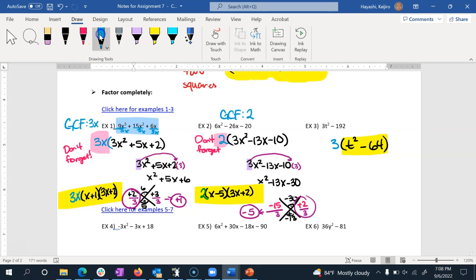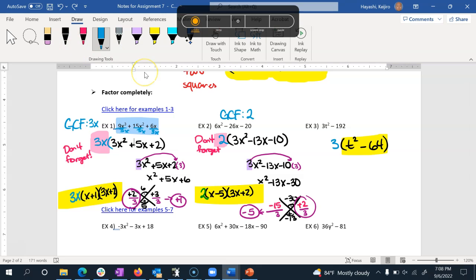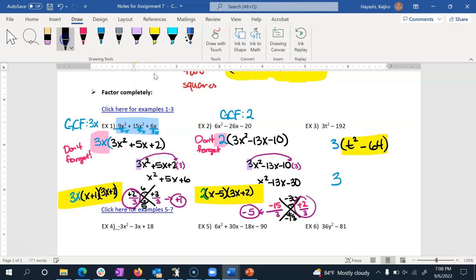So this is going to become 2 factors. Yeah, just take the square root of t squared and 64. You get t and 8. And then you just drop down to 3, right? Yeah. One of them gets a plus, one of them gets a minus.